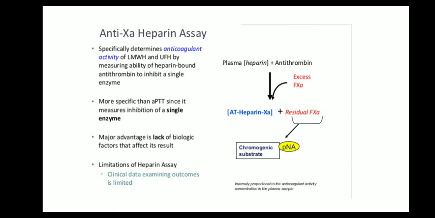It specifically determines the anticoagulant activity of low molecular weight heparin and unfractionated heparin by measuring the ability of heparin-bound antithrombin to inhibit a single enzyme. It is more specific than APTT since it measures only a single enzyme, and a major advantage is the lack of biological factors that affect the result. But the limitation of the assay is that clinical data examining outcomes is limited.